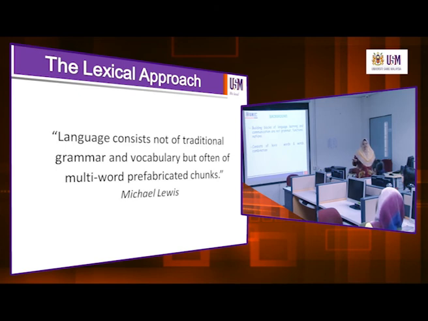Now, if you remember, GTM originated in the 1500s, isn't it? TPR originated in the 1960s. LA originated in the 90s. Okay, in the 90s. So, within that period, there wasn't anyone who said that actually language is not just grammar and vocab. After the 1990s, Michael Lewis came out and said that actually it's more than just that. It's also a combination of words and words combined together.